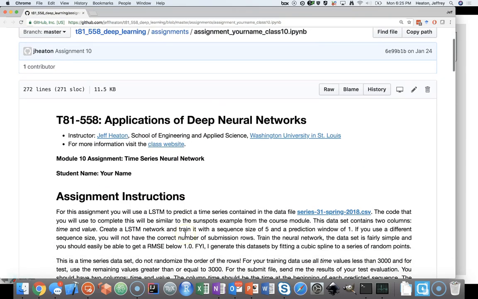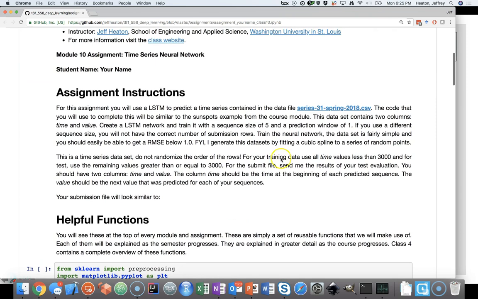So I give you a data file that has some time series information. Now instead of having a lot of X's, so a lot of input columns, you just have one. And you're trying to predict with a sequence size of 5. So if you think of stock prices, this is like 5 stock prices in a row. You're trying to predict the 6th. You do a sequence size of 5. You have to break the data into sequences of 5.